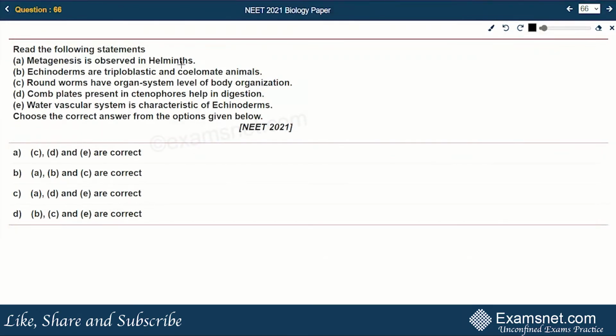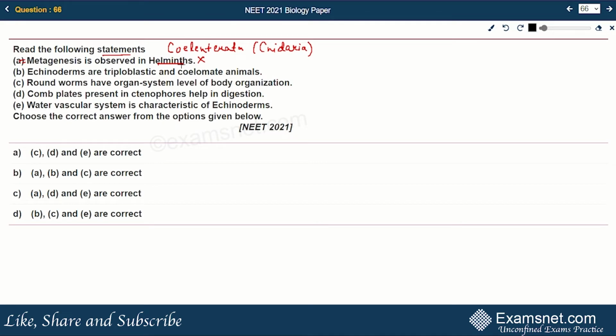Okay, so question number 66 is from the chapter Animal Kingdom, class 11, and the question is, read the following statements. First one is metagenesis is observed in helminths. So this is a wrong statement. Why? Because metagenesis is observed in the members of which phylum? Coelenterata. And the coelenterates are also known as cnidarians, and the phylum is Cnidaria. Why? Because of the presence of special type of cells known as cnidoblasts or cnidocytes.